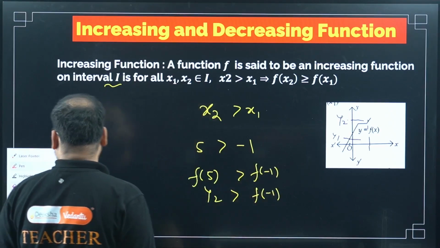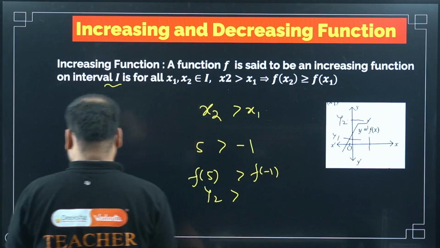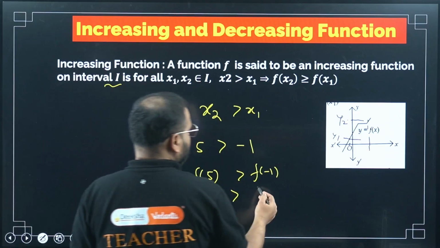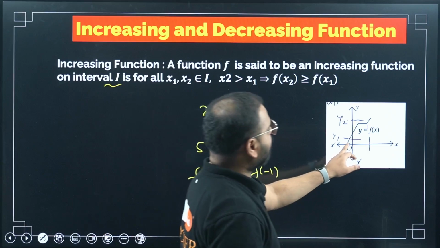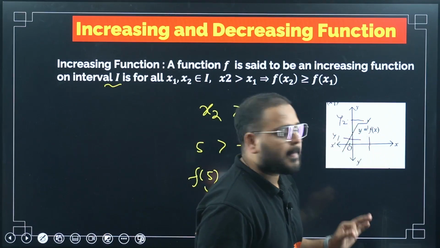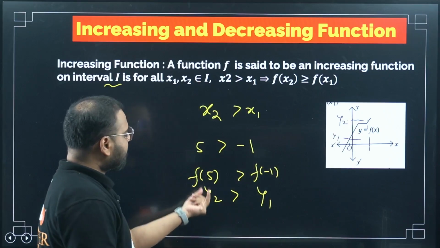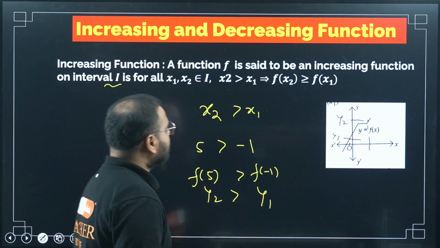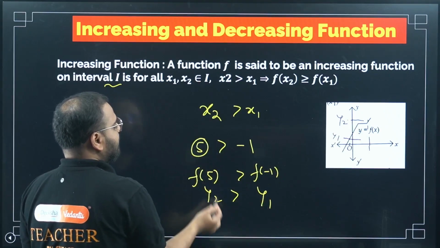Can be written as simply what? y1, right? I've taken it as y1 in the curve. So I'm taking across -1 as y1, and across 5 I'm taking it as y2. What I'm trying to say here is that f of 5 is y2, so at 5 my value is y2.